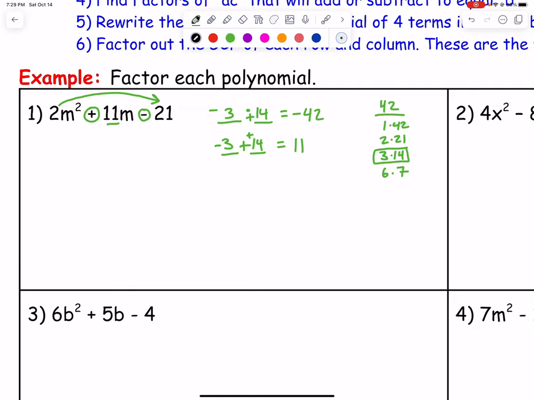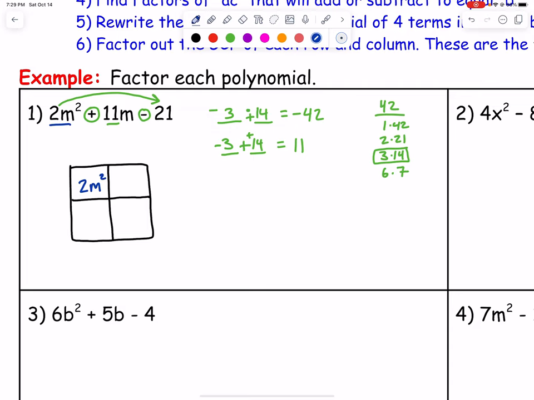So what we want to do now is put our numbers into a box. You put your first term, 2m squared, in the top left corner of the box, and the last term in the last corner of the box, so negative 21. And then these numbers that we have figured out, the negative 3 and the 14, are going to take the place of the 11, because negative 3m and 14m do add up to give us 11. So we haven't really changed what we're given, we're just changing what it looks like. And that's always okay with math.